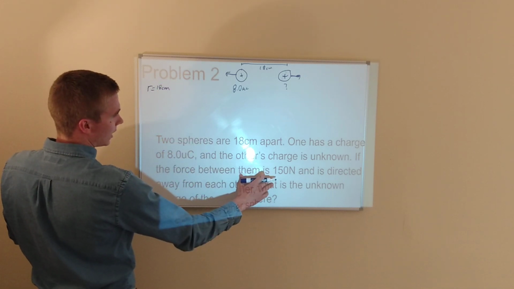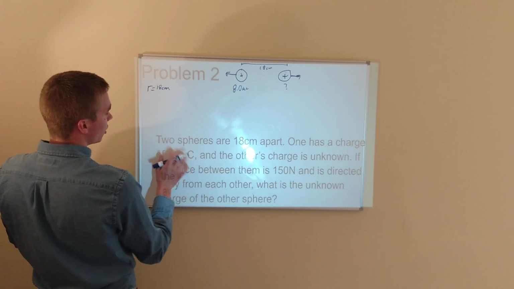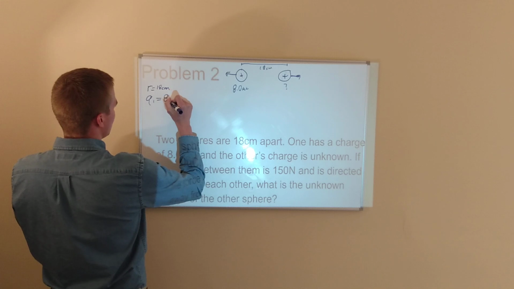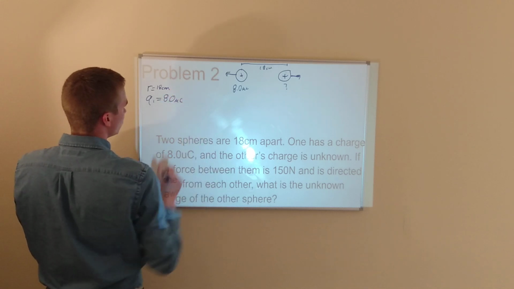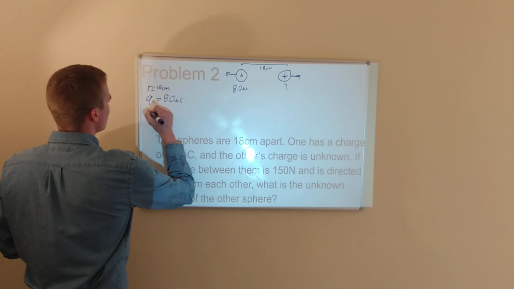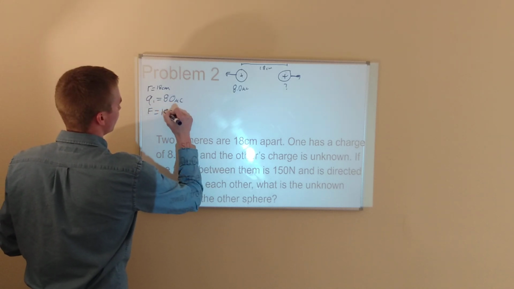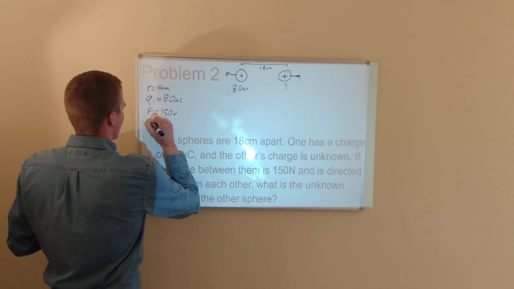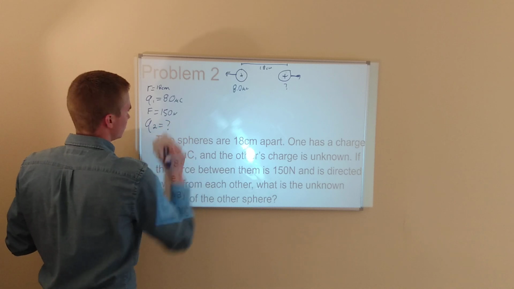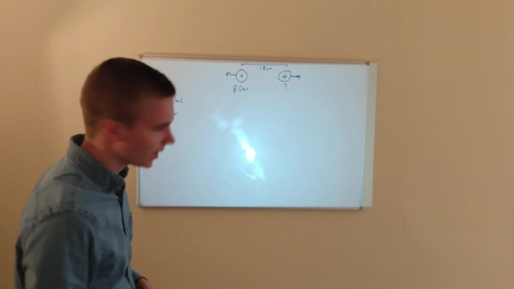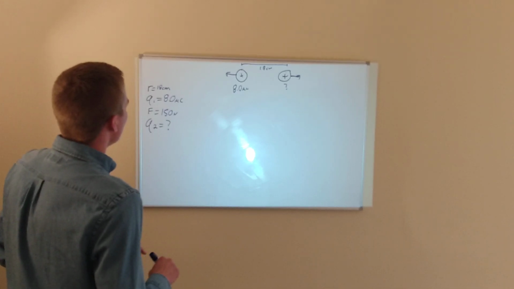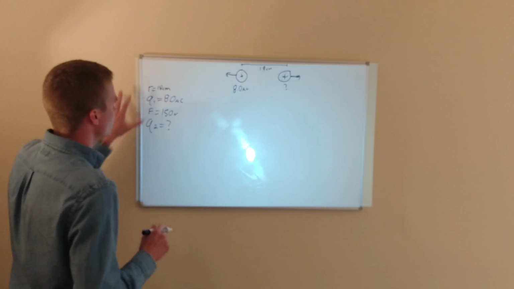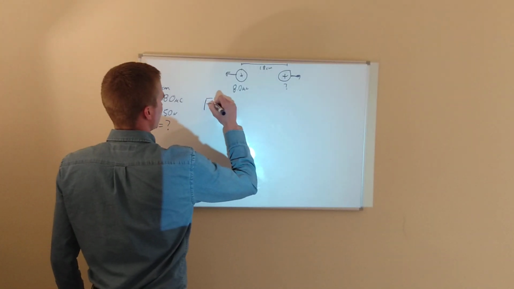My charge that I know, charge 1, is going to be 8.0 microcoulombs. Okay, and the force between them is going to be 150 newtons. And we're looking for, what's that second charge? Okay, we can go ahead and get rid of that so we have room to work. And remember from last time, in order for me to insert these into the equation, and I'll write the equation now.